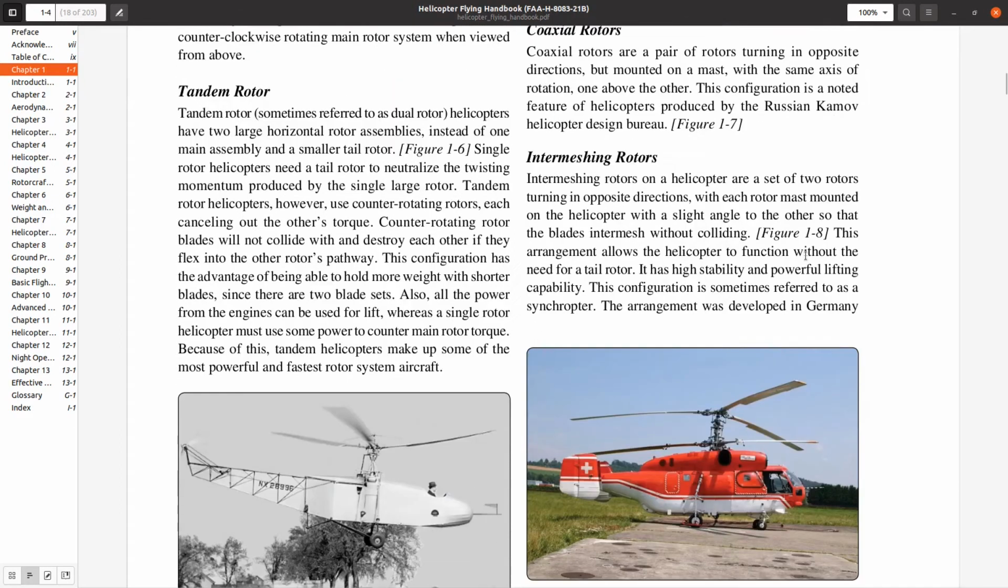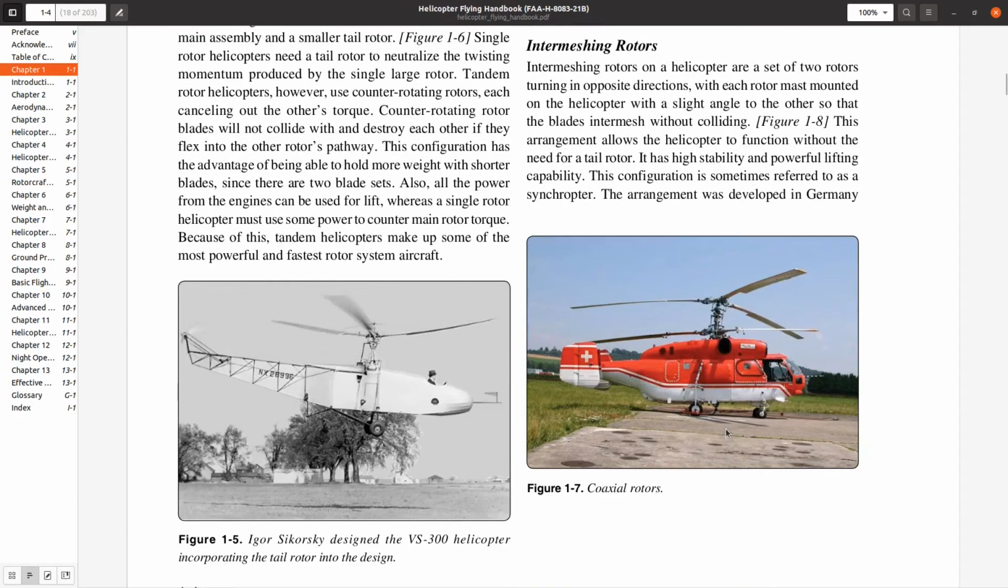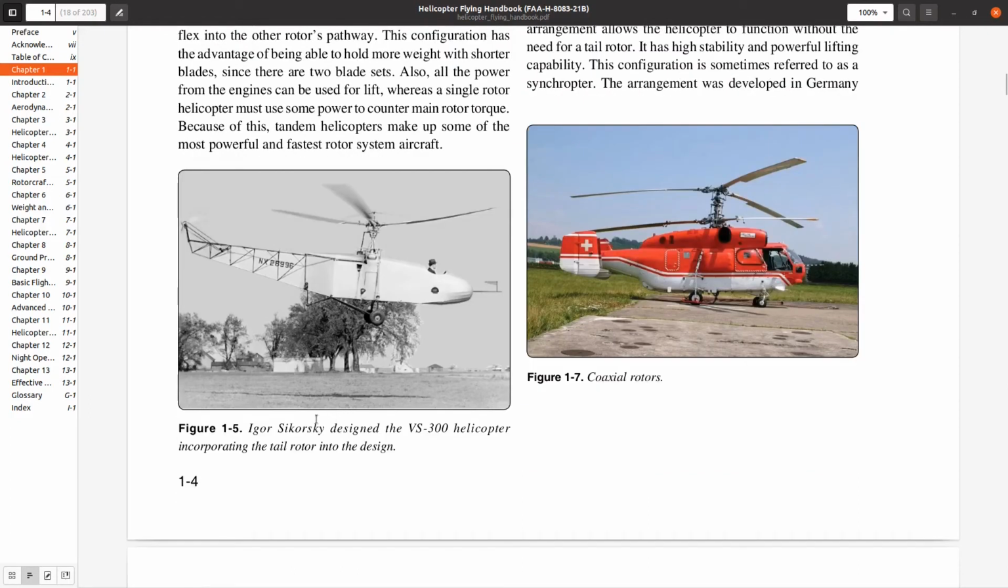or you can have coaxial rotors like this guy here, and they each spin opposite directions, so you don't need a tail rotor anymore because they counteract each other. So Sikorsky kind of started out using the tail rotor design, which is still present in many helicopters today.